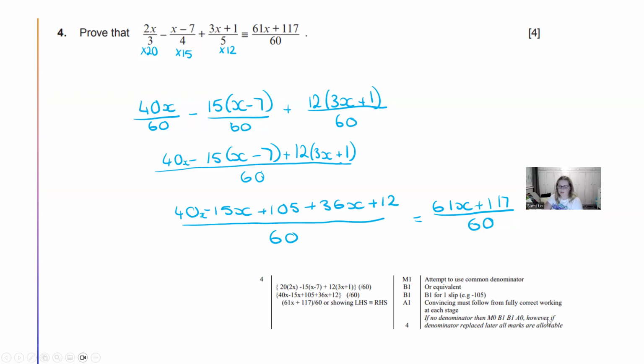Key thing it says here is if there's no denominator, so please make sure you write the denominator through it, otherwise you lose 2 marks.